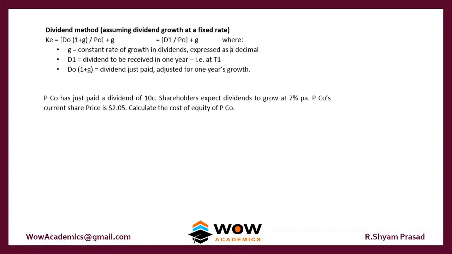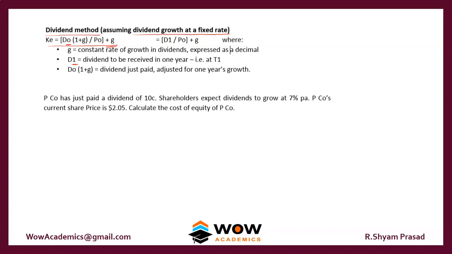Okay, so the next method is called the dividend method. Within that, assuming dividend growth at a fixed rate. This is the formula: D0 into 1 plus G divided by P0, the whole of this plus G. First solve all these within the bracket, then solve the G part. What does this refer to? D0 refers to the starting year, and D1 refers to the next year, the starting of the next year.